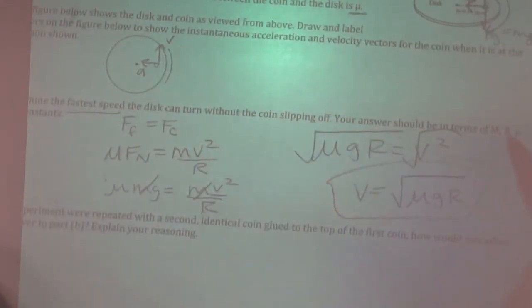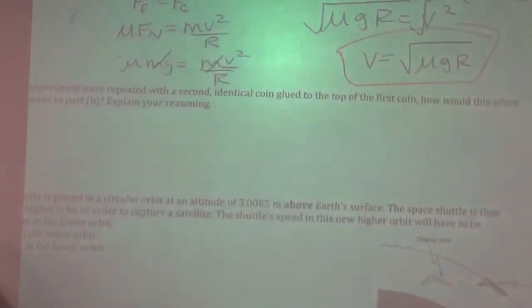And I checked, there's nothing I'm not allowed to have. I'm allowed to have mu and g, the constant, and r in there. Now, C is asking if I were to repeat this, but with a second identical coin glued to the top of the first coin, how would this affect it?